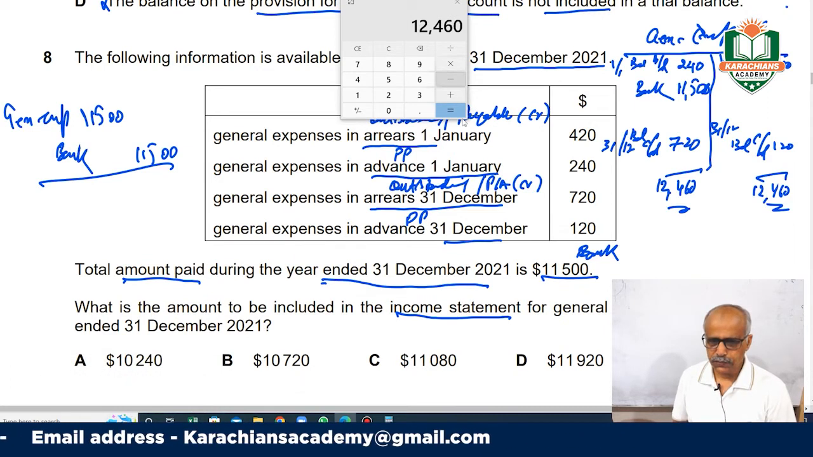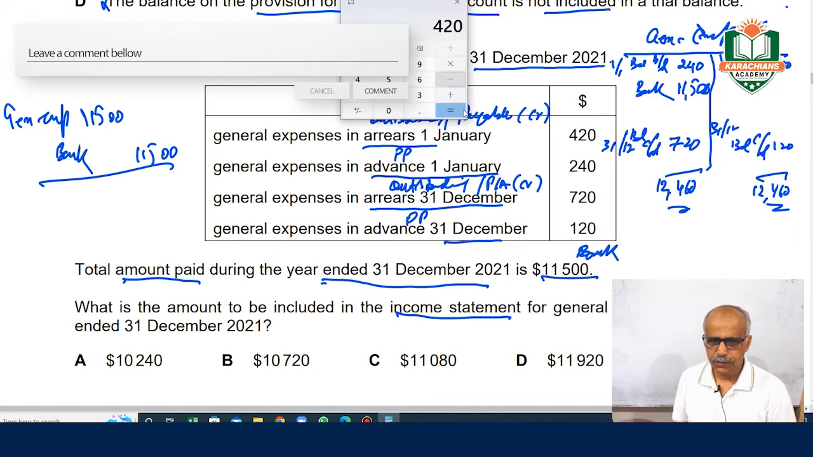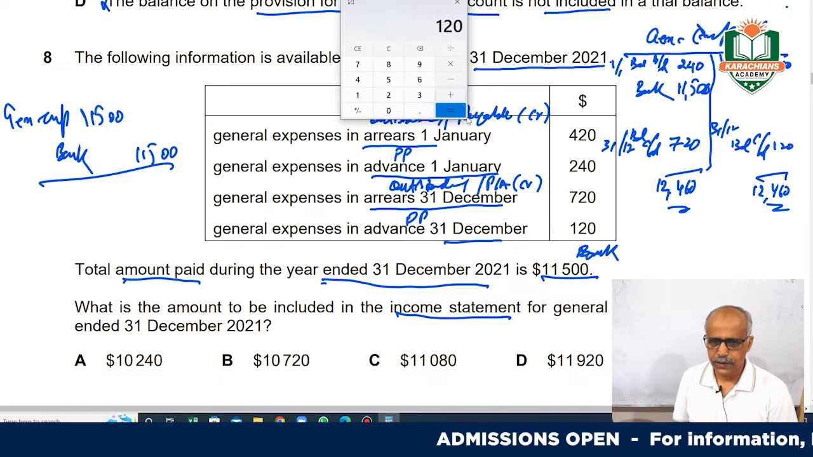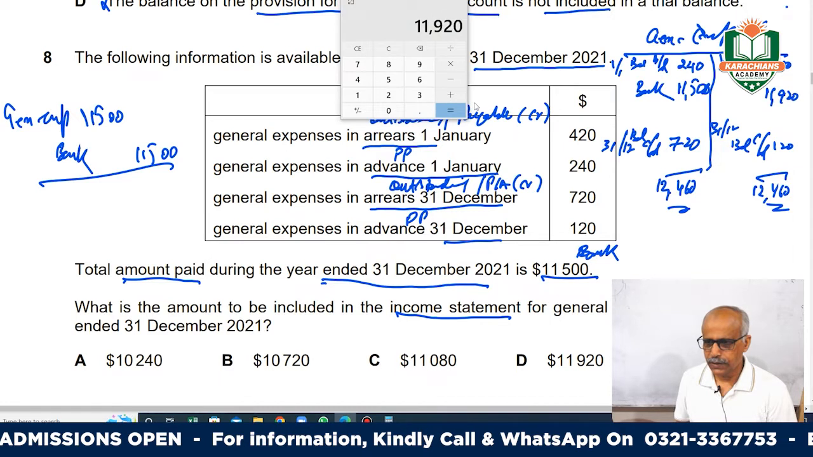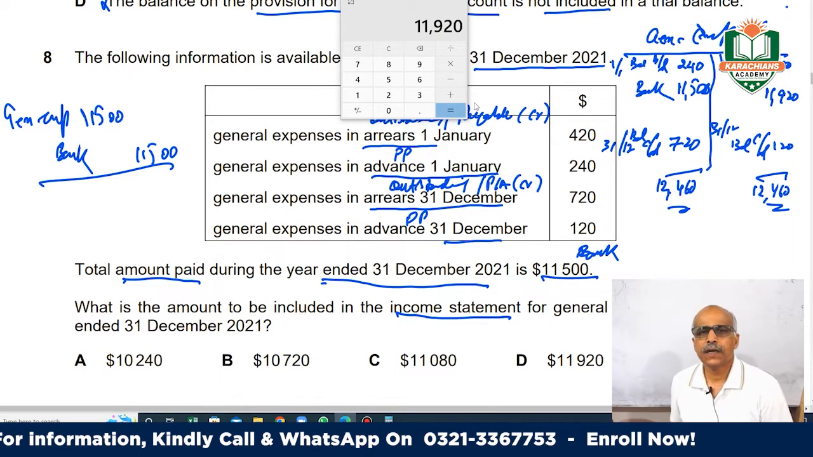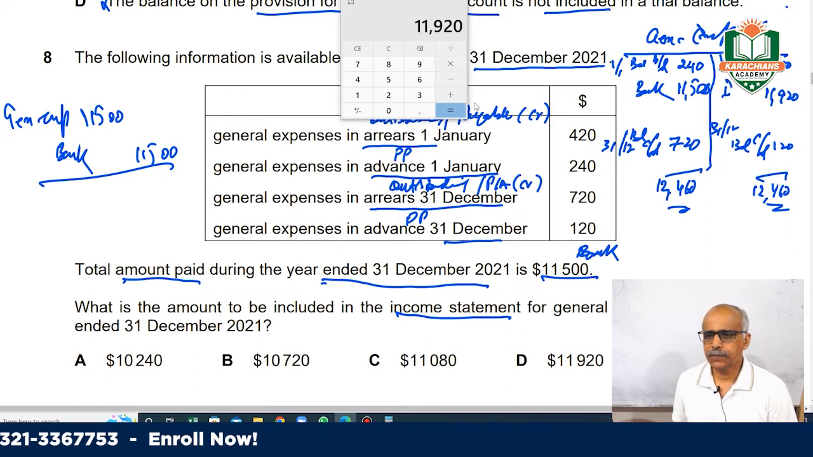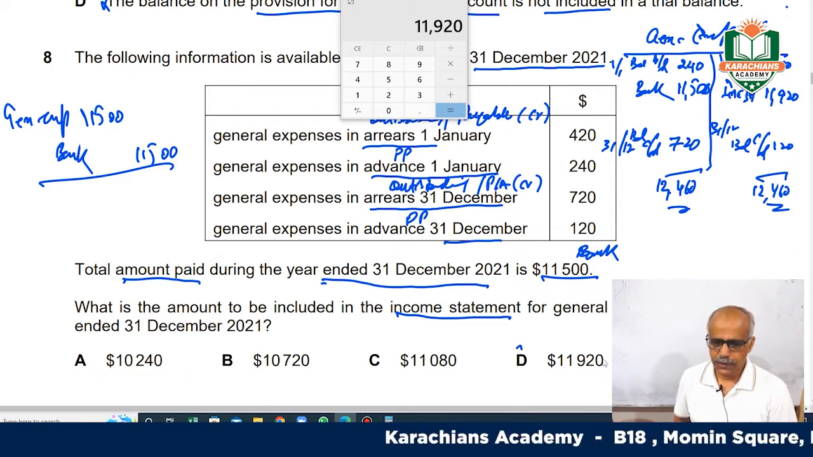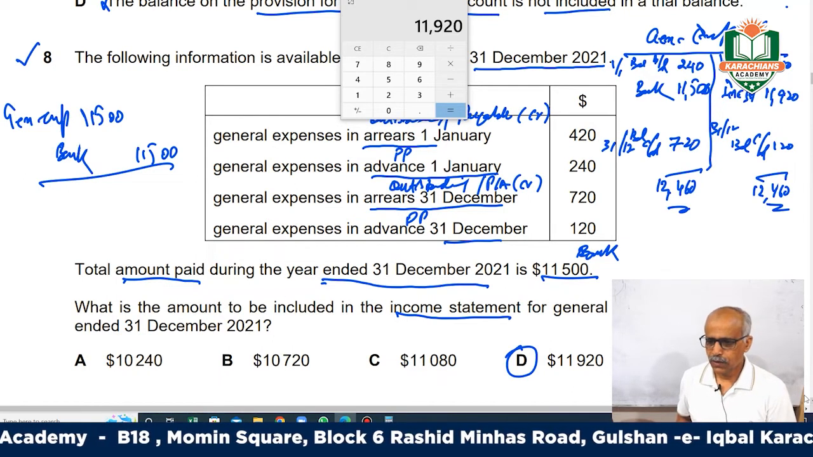Out of this 12,460, 420 you should minus, and 120 you also need to minus. You need to deduct this, giving 11,920. These are actually your expenses which you have charged to the income statement. So your answer is 11,920. So we are done with question number 8. Hope this is clear to you.